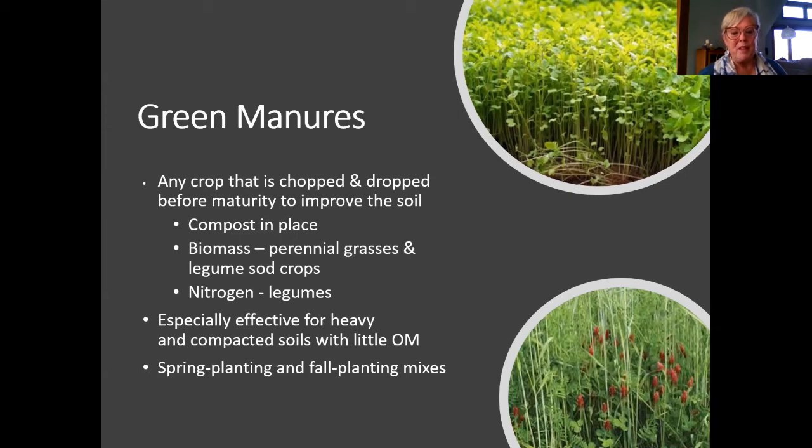And if you have heavy or compacted soils with little organic matter, this can be a really great way to give your soils that initial boost besides the use of compost. There are spring planting and fall planting mixes available. There are mixes that require regular irrigation and some that are particularly formulated for low water uses.